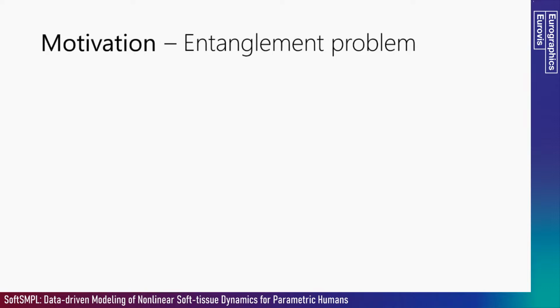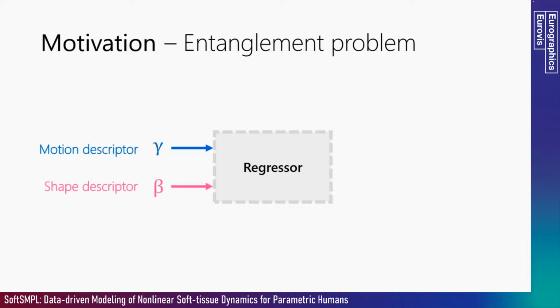To explain the entanglement problem, let's first take a look at the bigger picture, what we are trying to achieve. Roughly speaking, we want to train a regression model that, given some motion descriptor gamma and some shape descriptor beta, predicts the soft tissue displacements delta. For now, we can think of this input descriptor just as a bunch of numbers that encode motion and shape information. Intuitively, we expect the shape descriptor to control the magnitude of the displacement. That is, if the body has a lot of soft tissue, the displacement will be bigger than in the case of a lean body.